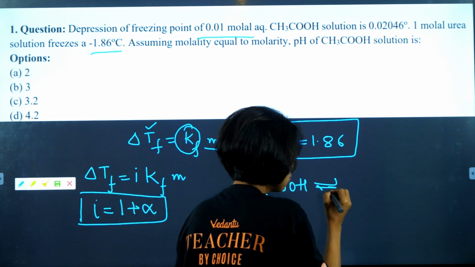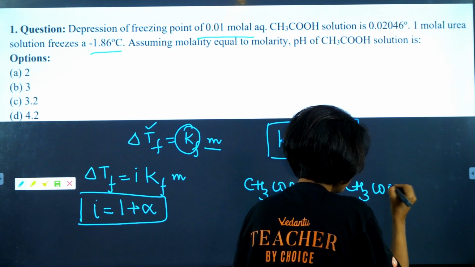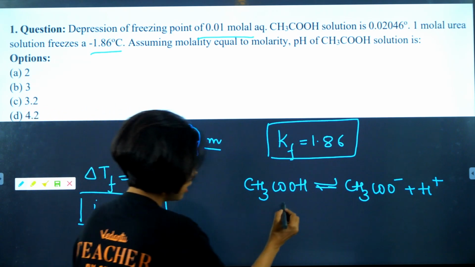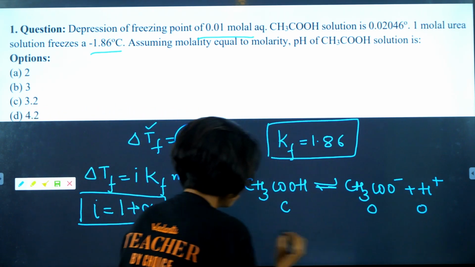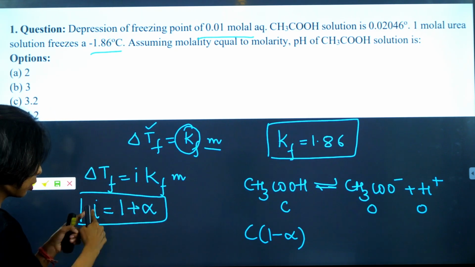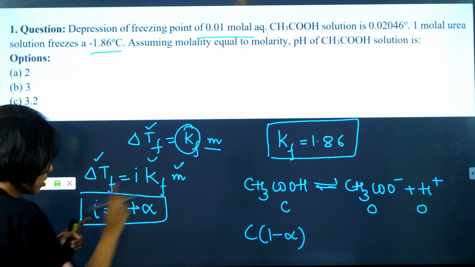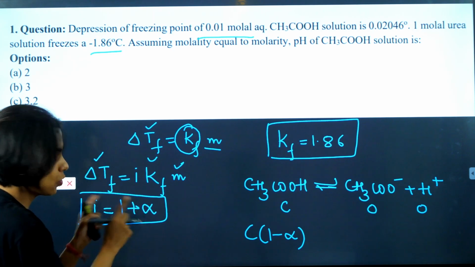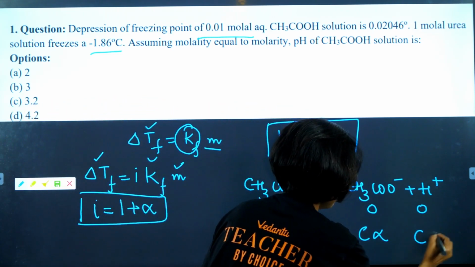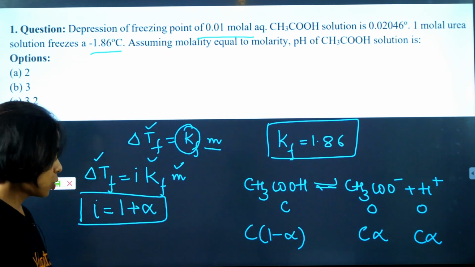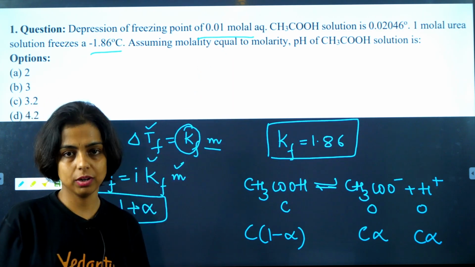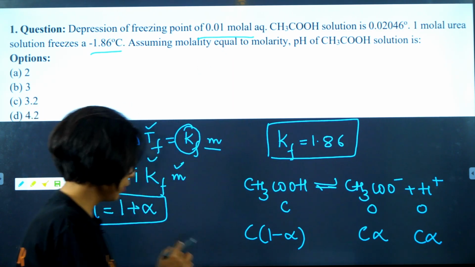So CH3COOH dissociates to give CH3COO negative plus H positive ion, right? So suppose the initial concentration is C, 0, 0. Then C(1 minus alpha), C alpha and C alpha. Alpha is the degree of dissociation which we can calculate from here because we know this, this and this, we can calculate van't Hoff factor i which will give us alpha for acetic acid. So once we get alpha, we already know C, the concentration is 0.01 molar, right? Alpha we got to know from here.